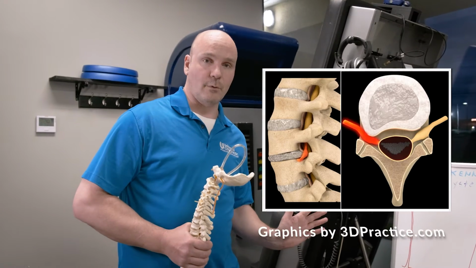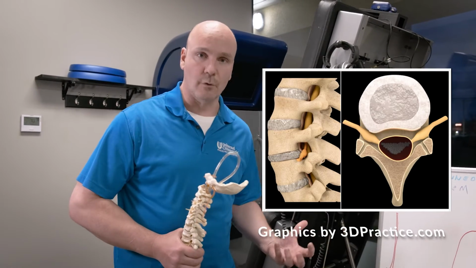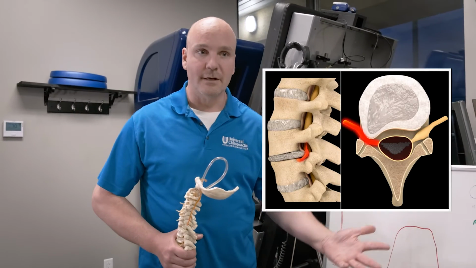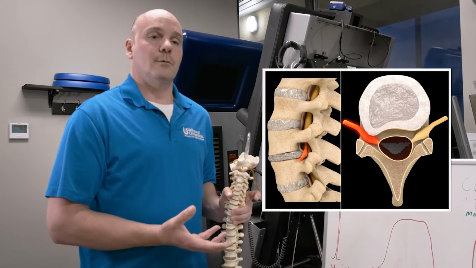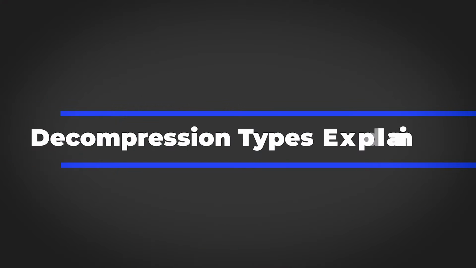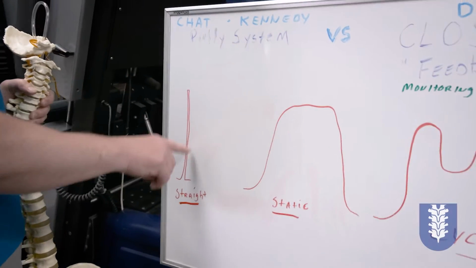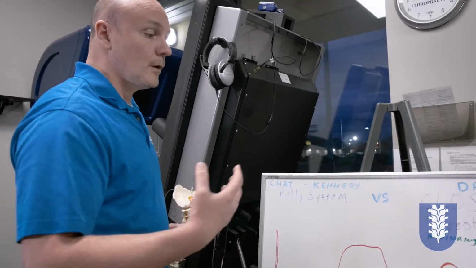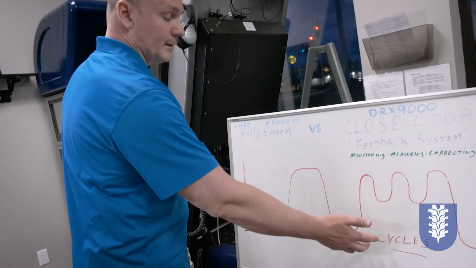And that's what separates the decompression tables from the inversion table, reabsorbing disc material. The decompression tables, and we're talking about the DRX 9000, the Chattanooga tables, or Kennedy tables, or other decompression tables out there, have computers set up with two different pull patterns. We talked about the inversion table going from point A right to point B, and then when you're done, releasing it, causing, unfortunately, an overstimulation of the muscles. The two cycle patterns that the other tables use are a static pull and regular cycles.